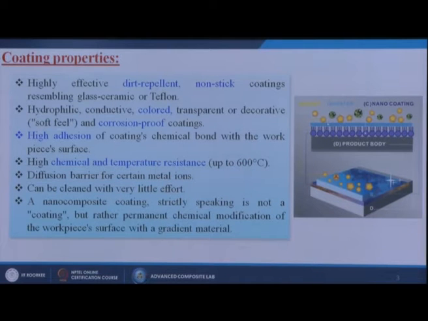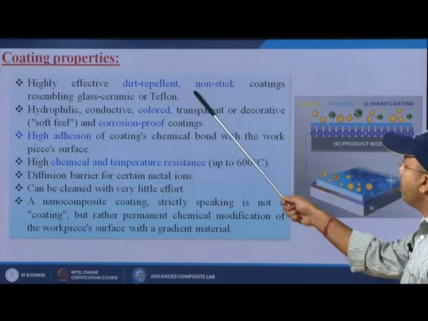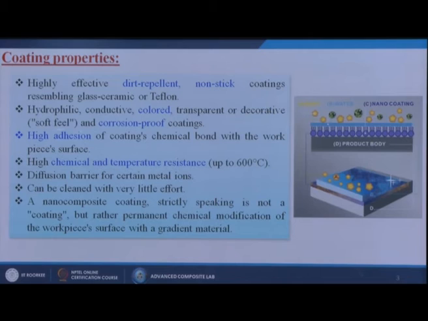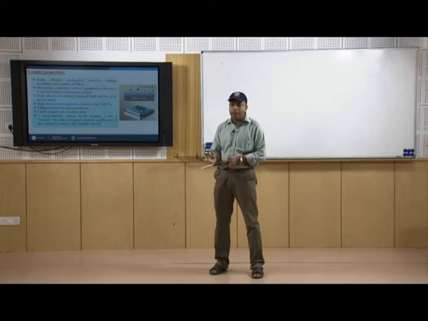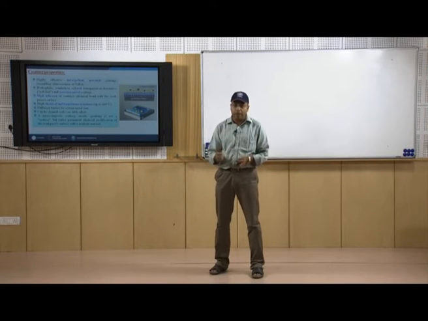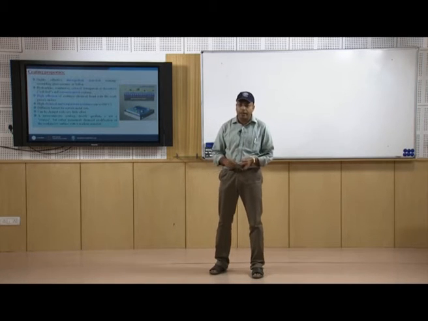First, highly effective dirt-repellent or non-stick coatings resembling glass, ceramic or Teflon. Nowadays we are using several chemical utensils. When we keep those utensils in our lab, maybe some dust or dirt can come and stick to the glass, the ceramic bowls, the micropipettes or any kind of chemical utensils.